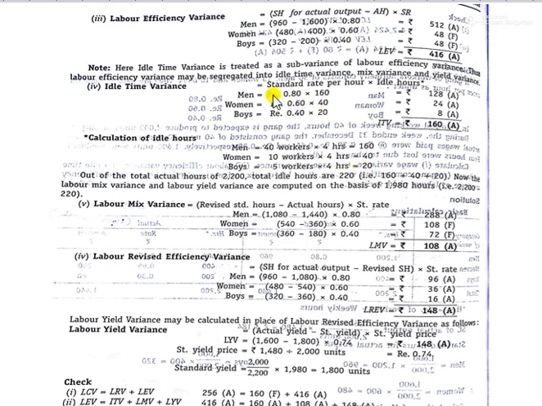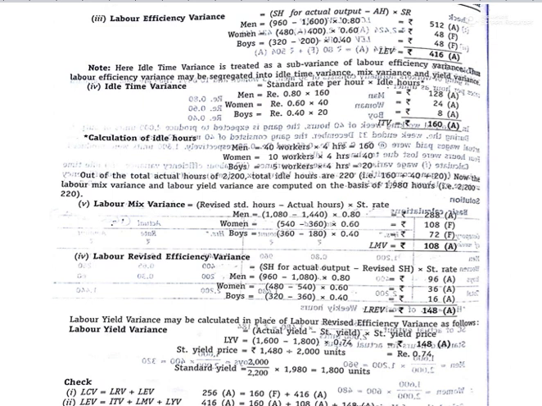So we'll calculate the idle time variance for men. Standard rate is 0.80 and idle hours is 160, it comes to 128. Like that we need to calculate for women and boys. Total idle time variance is 160.